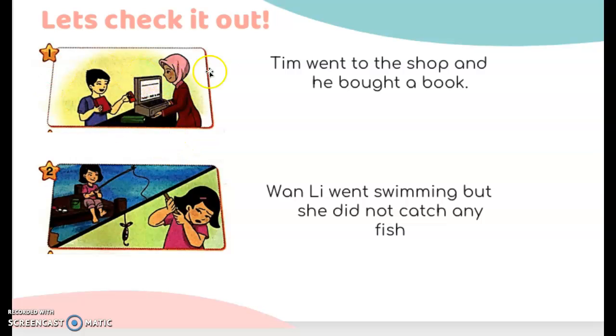Look at this picture. Tim went to the shop and he bought a book. So the conjunction here is and. And the second picture: Wendy went swimming but she did not catch any fish. You see, from the picture you can see she caught nothing, right?